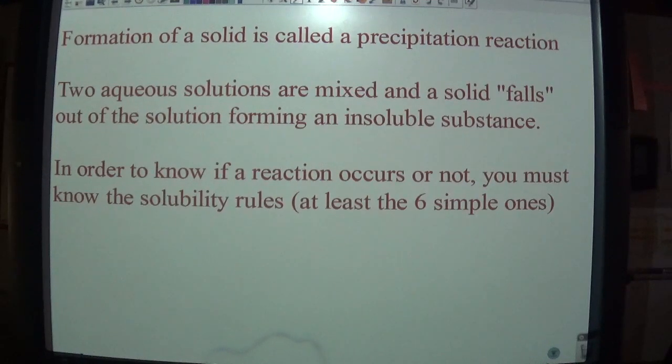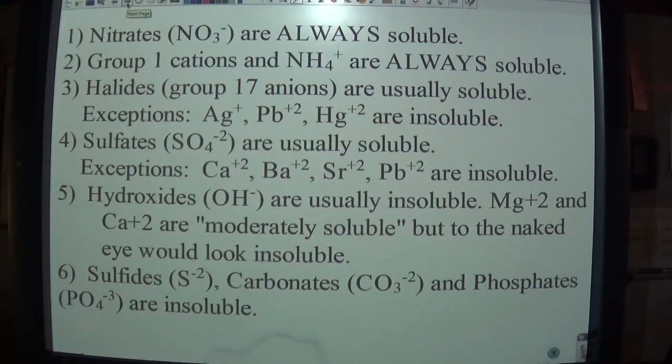So in order to know if a reaction occurs, you need to know what's called the 6 solubility rules. For our class, these are the simple solubility rules. These are the only ones we really care about. I will go through them, and you will probably want to write these down. Nitrates, that means a compound that contains nitrate as the anion, will always be soluble. Sodium nitrate, iron nitrate, copper nitrate, zinc nitrate, they will always be soluble in water.